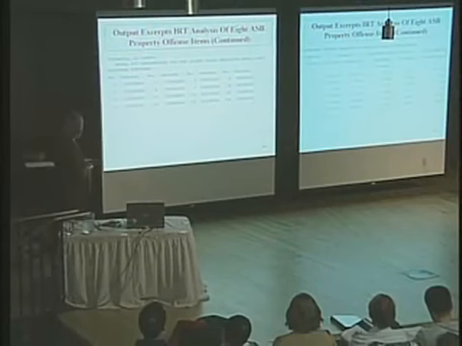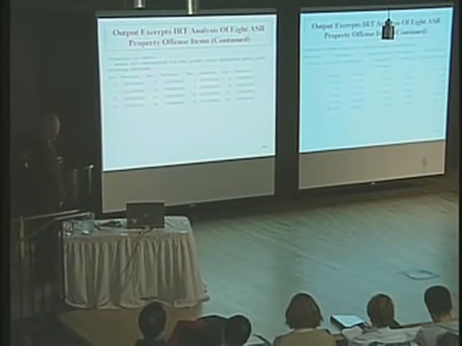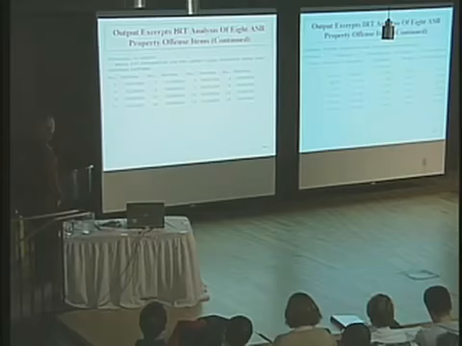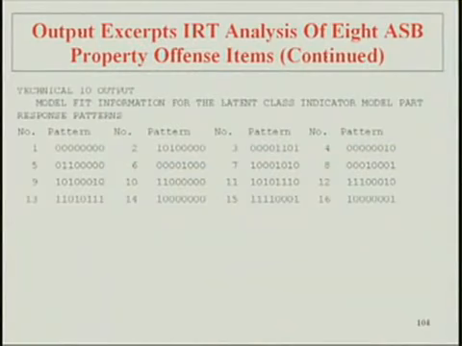If we go back over here, we can see that pattern 5 has 0 on the first item, 1 for the second and third items, and 0 on the others. Now I have to remind myself what those items are. Okay, so those 2 items are shoplifting and stealing less than $50 worth of goods. Okay, so shoplifting and less than 50.